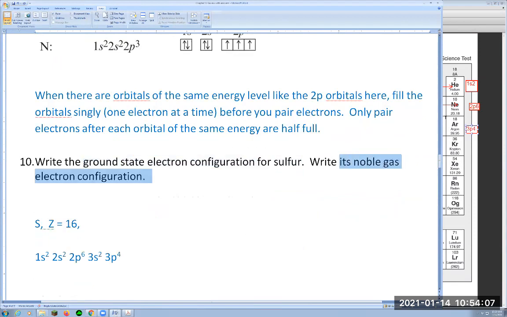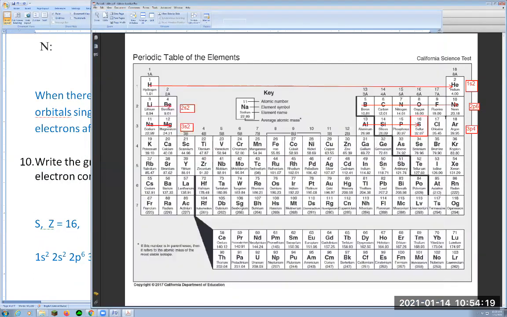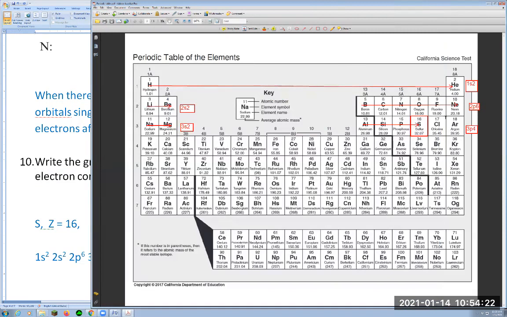Now we need to write its noble gas electron configuration. The noble gas electron configuration allows you to write electron configuration in a more condensed way, because for atoms like livermorium at the bottom here, each time you have to start from the first period, 1s2, 2s2, 2p6, 3s2, 3p4, 3p6, etc. So it becomes very, very long. So we have this shorthand way of writing it, using the previous noble gas from the atom you have.